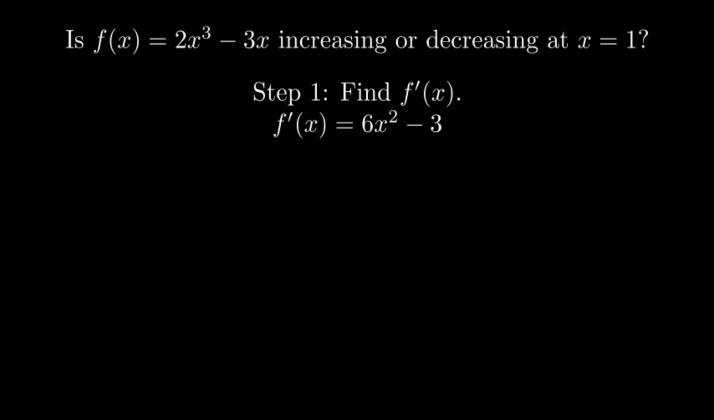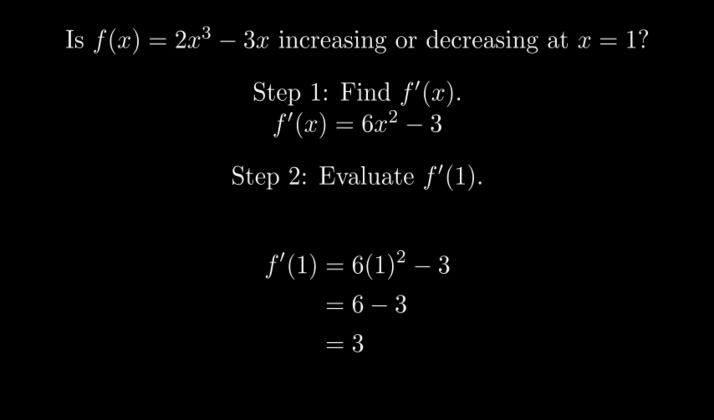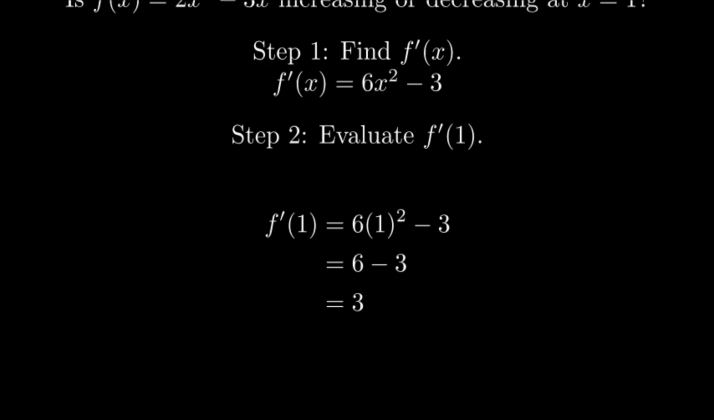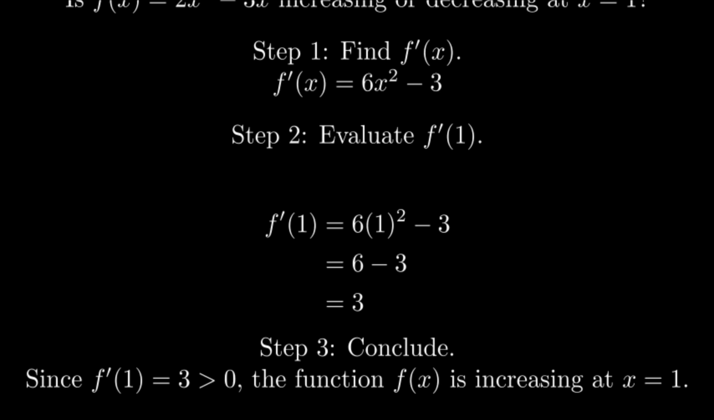First, we find the derivative function. The derivative of 2x cubed is 6x squared. The derivative of minus 3x is minus 3. So f prime of x is 6x squared minus 3. Now we evaluate this derivative at our point of interest, x equals 1. We plug in 1 for x. F prime of 1 is 6 times 1 squared minus 3, which is 6 minus 3, which equals 3. The result is 3, which is a positive number. Since the derivative is positive at x equals 1, the function is increasing at x equals 1.